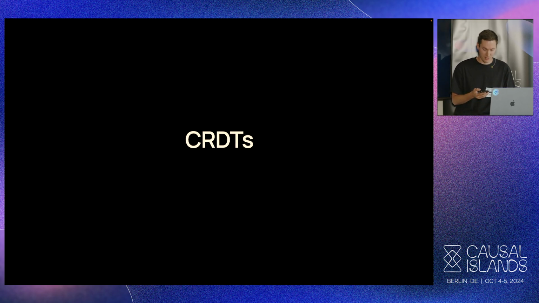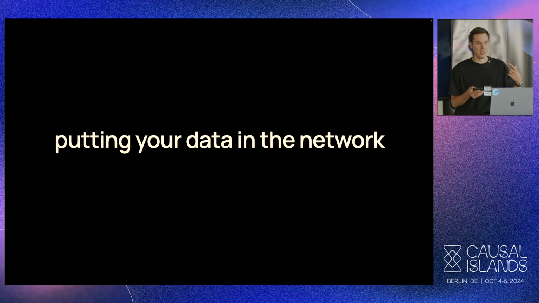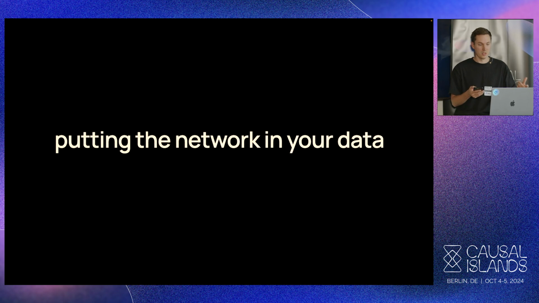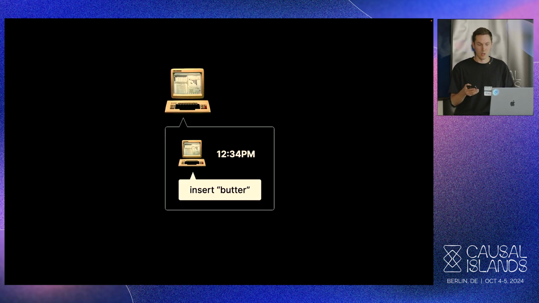This is where CRDTs come in. It stands for conflict-free replicated data types, which is a mouthful. The way I like to think about them is, instead of putting your data in the network, you put the network in your data. What that looks like is that instead of this machine just saying insert butter, it's like, I'm a machine that said insert butter at 12:34 p.m. That's just something you can do without anyone else.